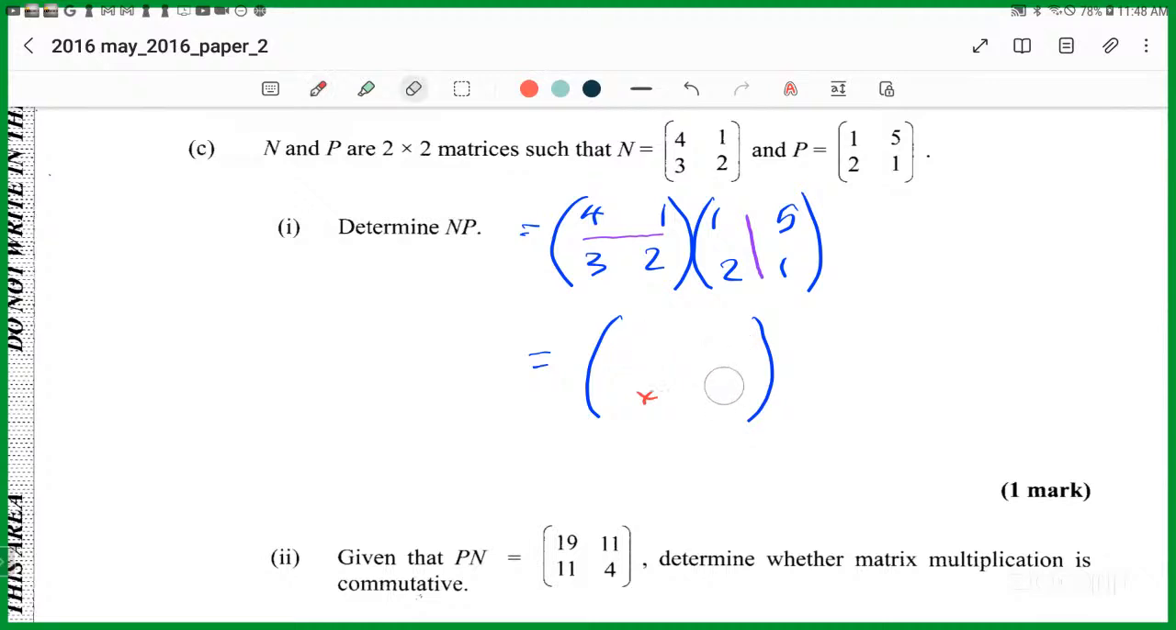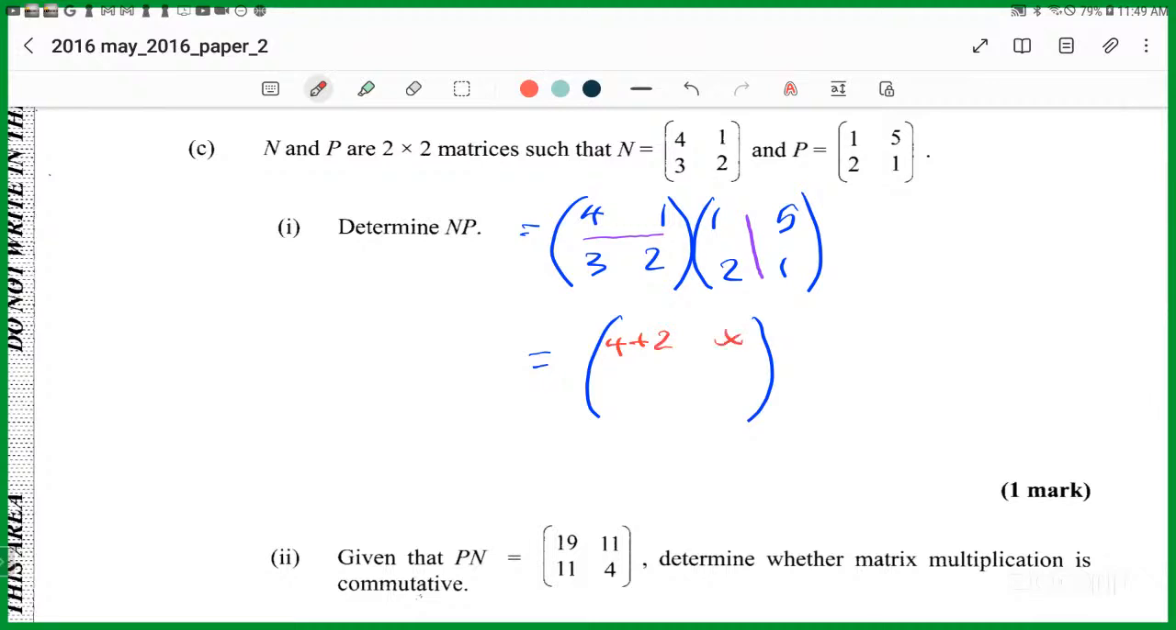Let's take them one at a time. I want this value first, which is positioned in the first row and first column. To get it, multiply the first row by the first column: first element times first element, second element times second element. That's 4 times 1 and 1 times 2. 4 times 1 is 4, and 1 times 2 is 2. 4 plus 2 is 6.